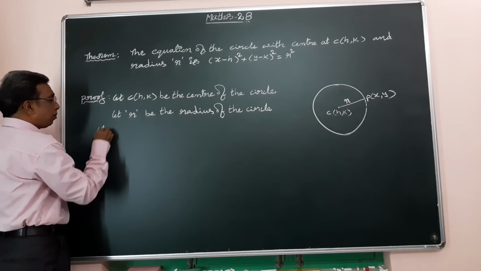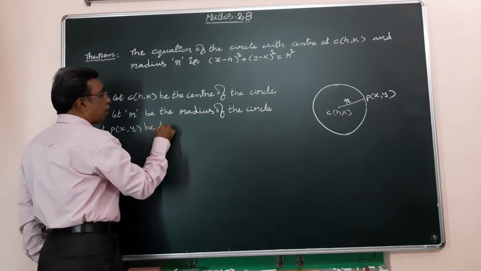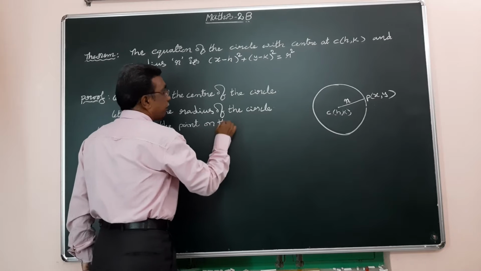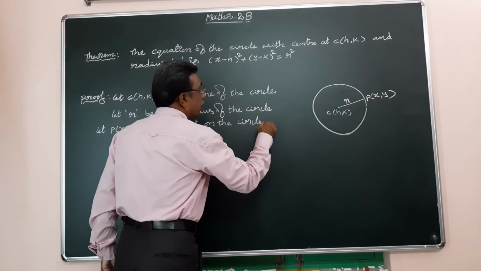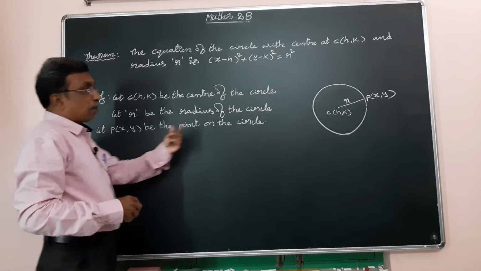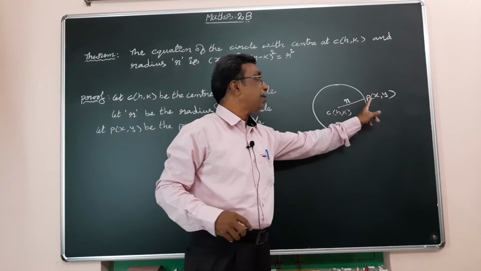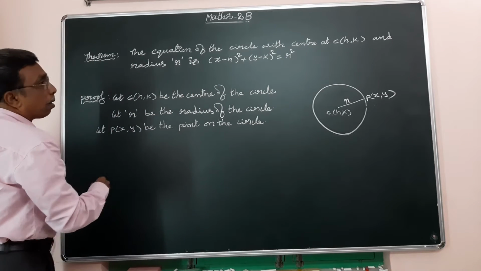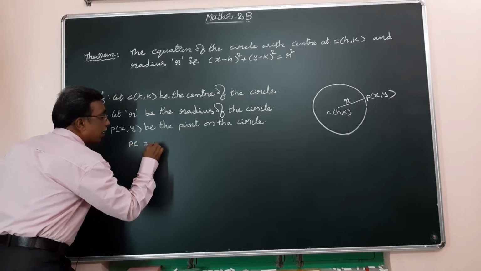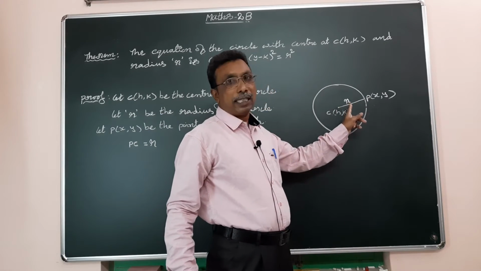Let P of x comma y be the point on the circle. Now this radius r is equal to the distance between these 2 points. Distance between these 2 points means PC. So PC equal to r. PC means distance between these 2 points.